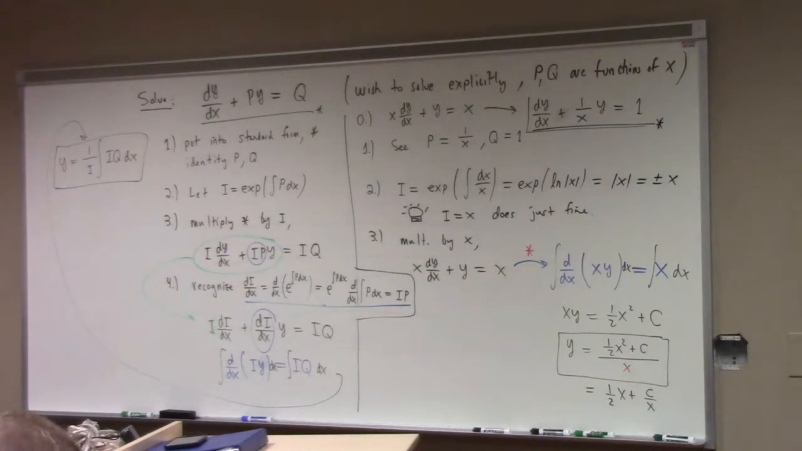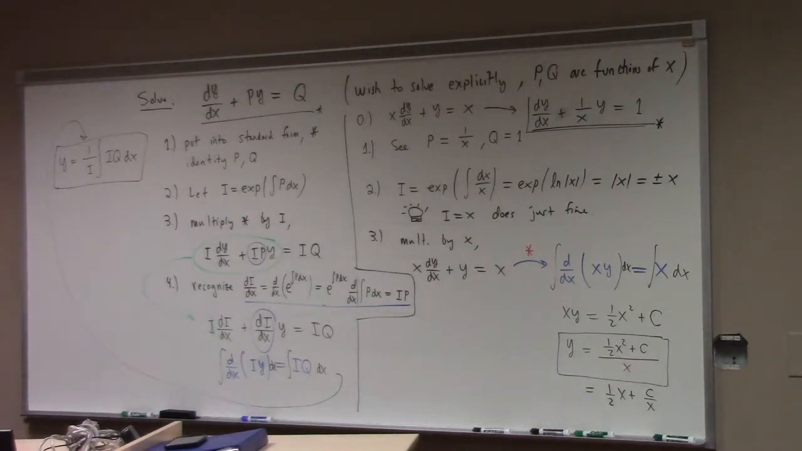All right, let's work another problem. So let's try to solve dy dx. Let's say y dy dx equal to x squared with the point 1 comma minus 2 in the solution. All right.